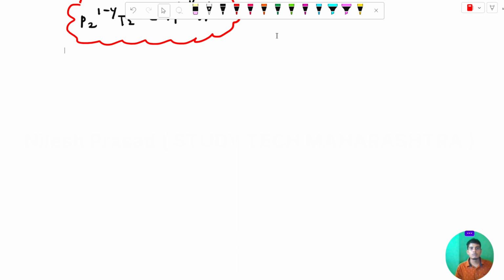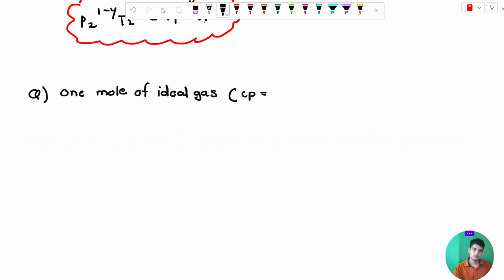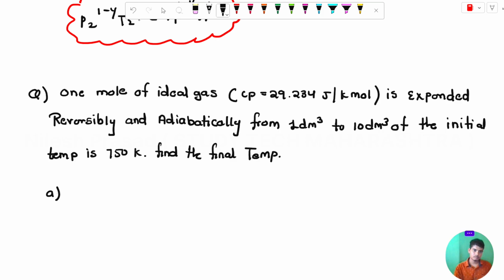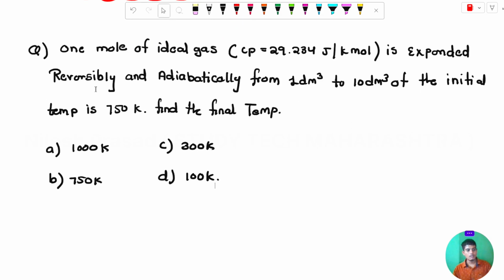Now we can see some questions, some examples related to the Poisson's equation. First I can write down the question, then we can discuss the answer. Now you can look here, the question is written here.